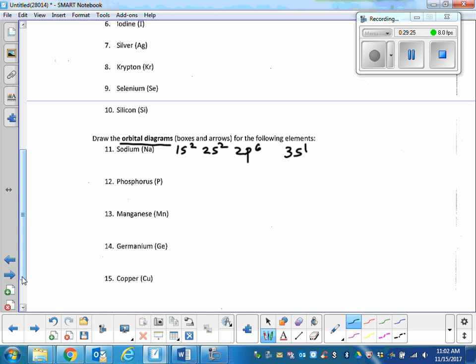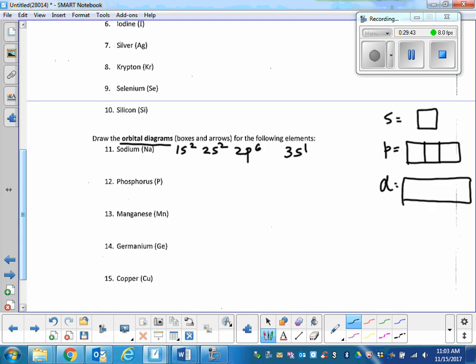Generally, for an s, how many boxes will you draw? Only one. There are 2 electrons inside the orbital, but how many boxes will you draw? 1. For p, how many boxes will you draw? 3. For d, how many will you draw? 5. And for f, 7. Why do you draw half? Because how many electrons can go into an orbital? 2. That's spin clockwise and counterclockwise.